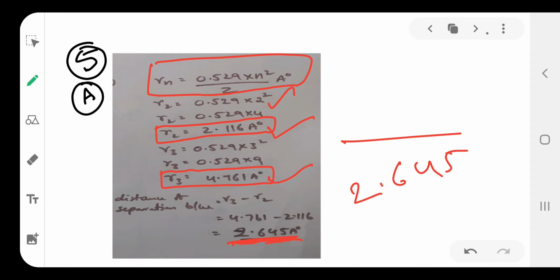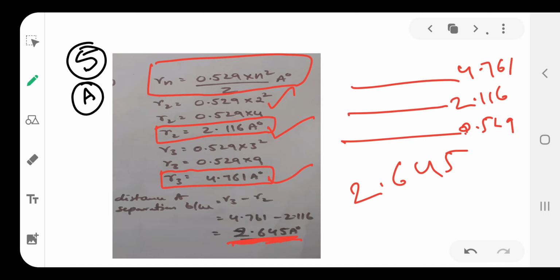That means this is the first Bohr orbit, second, third Bohr orbit. The first Bohr orbit we know is 0.529 angstrom, the second Bohr orbit is 2.116, and the third Bohr orbit is 4.761. So this is third, this is second. Their difference, how much difference? 4.761 minus 2.116. Its difference is 2.645. The option is 2.64 angstrom units.